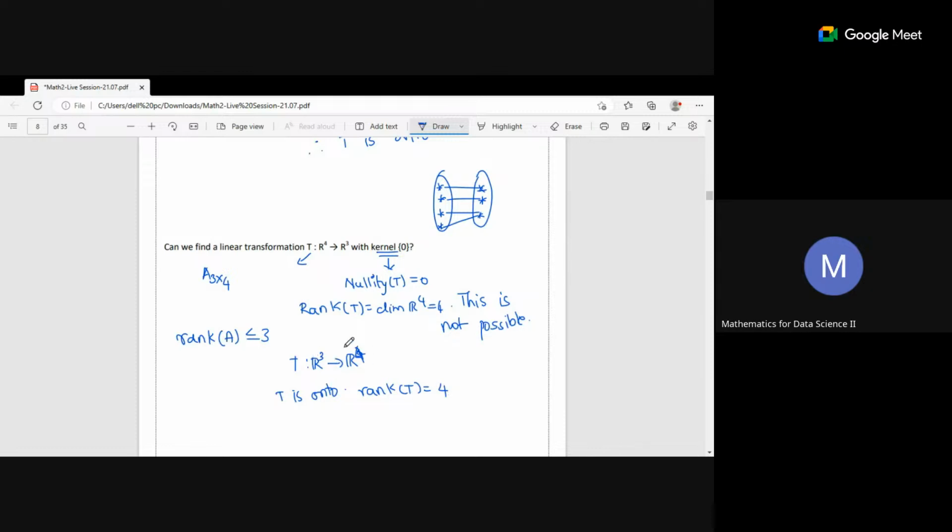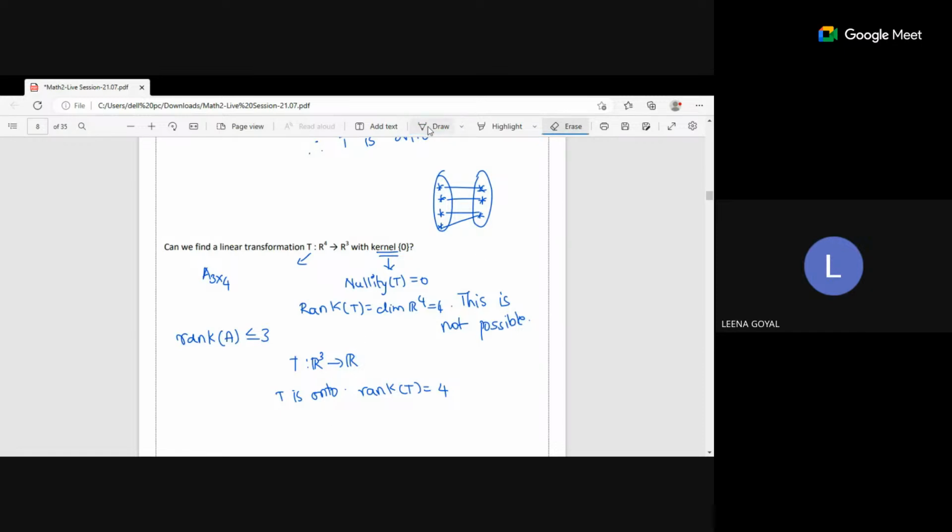But you know already this matrix rank is less than or equal to 3, right? So it is not possible, because the maximum rank possible is 3. Similarly, just like we have given a condition for zero nullity, we also have a concept for full rank. Full rank is not possible when the codomain is bigger. If either one is bigger, then the rank can't be full, right?